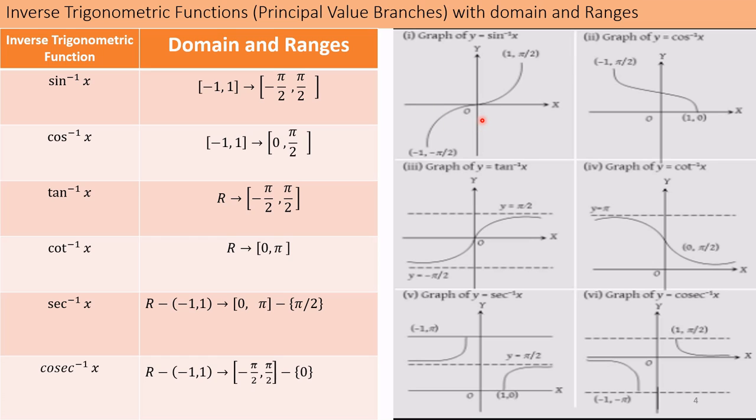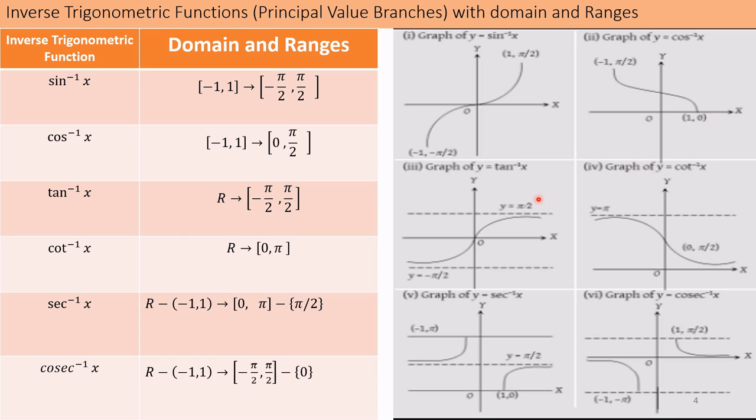For cos inverse x, the second graph is given here. Its value x lies between -1 and +1; you see x is -1 here and +1 here. The angle, the cos inverse value, is 0 to pi. It is here, you see, it is pi/2. This is the graph for cos inverse x.